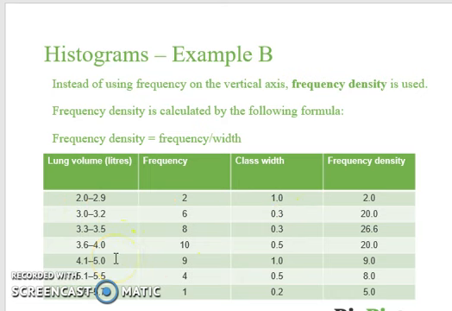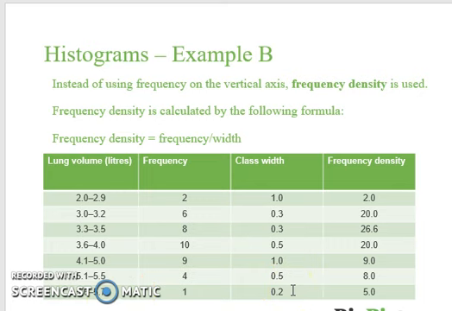Here, if you can check, 4.1 to 5: 4.1, 4.2, 4.3, 4.4, 4.5, 4.6, 4.7, 4.8, 4.9 and 5. There are 10 data values of 0.1 each, so the class width is 10 into 0.1, which is equal to 1. Here it is 5.6 and 5.7. 2 data values of 0.1 each, so the class width is 0.2.